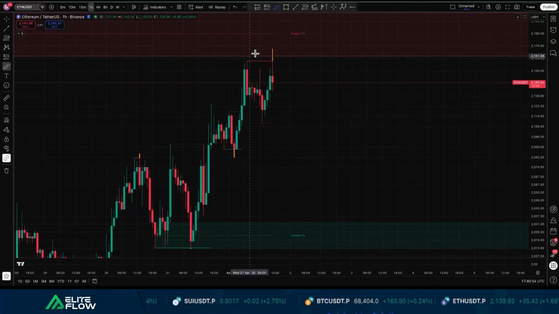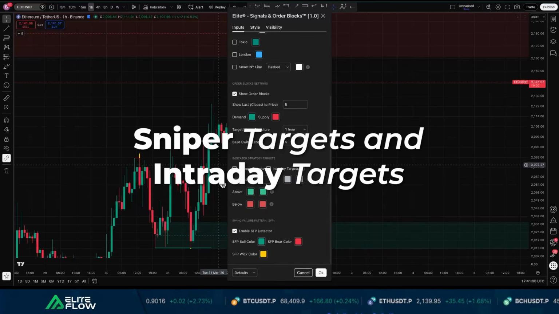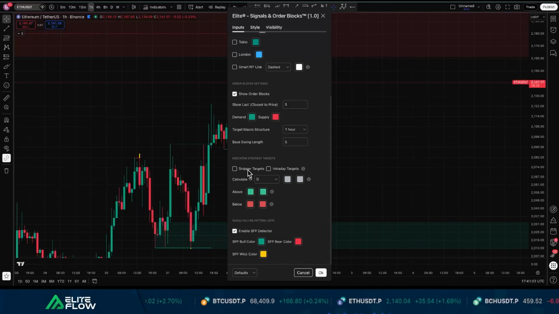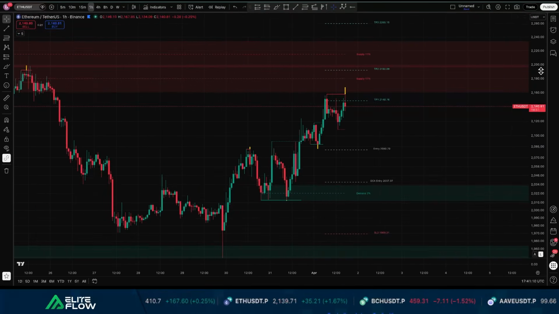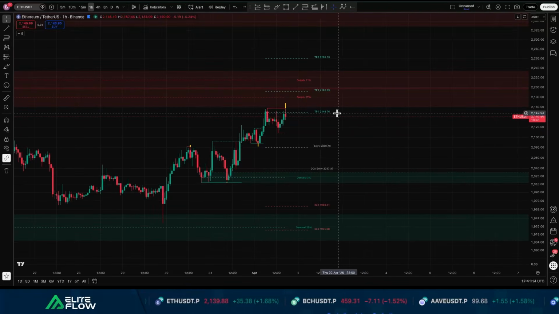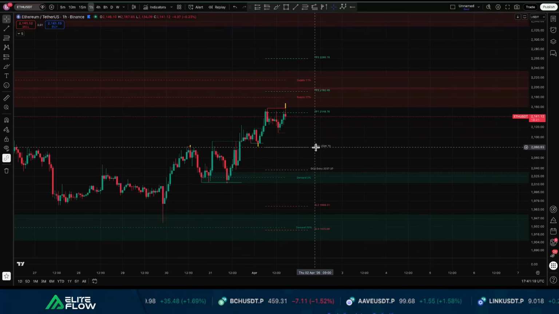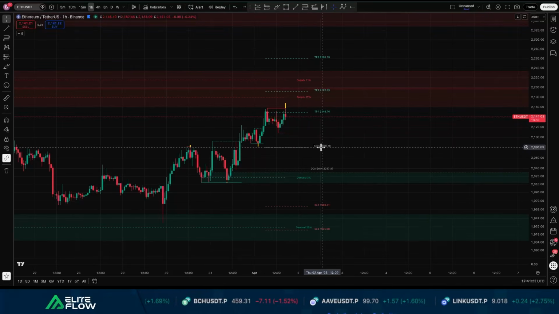And then, if I'm not wrong, I think there's just one more thing to cover for this indicator, and we are done. Yes, the sniper targets and the intraday targets. Now, what are these? I'll turn these on. These are basically based on the daily opening of the candle. Today's candle opened up here on this price point. This is on Ethereum, so on 2080. This is where it opened up.